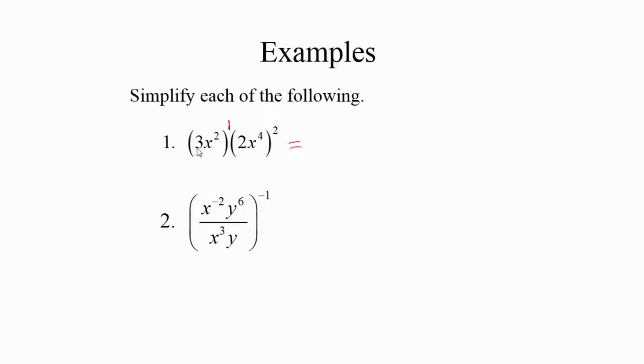So I'm going to keep the first one, 3h squared, first. Now this one, 2h to the fourth power to the second power, that means 2 to the second power, which is 4, and h to the fourth to the second power would be what? H to the eighth. So here would be 4h to the eighth.